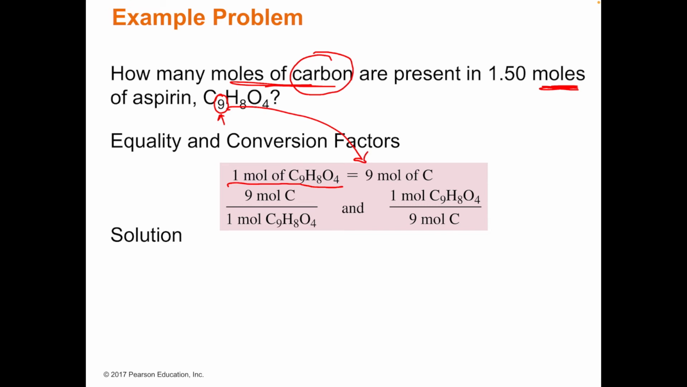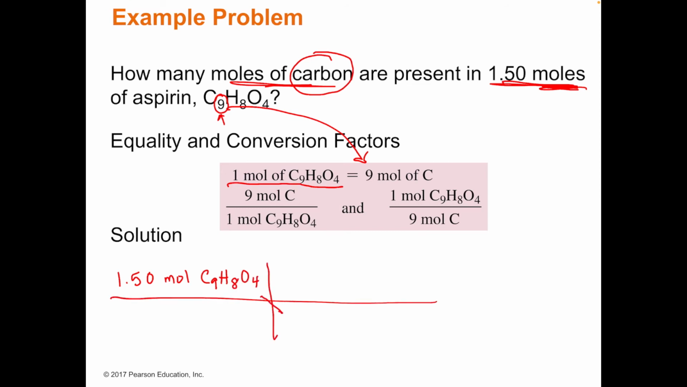So that's our equality. So I can write 2 different conversion factors. One of them will have that 9 moles of carbon on the top and 1 mole of aspirin on the bottom. And the other one will have 1 mole of aspirin on the top and 9 moles of carbon on the bottom. So we're starting with 1.50 moles of aspirin, C9H8O4. And so we know moles of aspirin has to cancel down and to the right. So that means we will need moles of aspirin on the bottom, which will mean that we use this conversion factor here on the left.